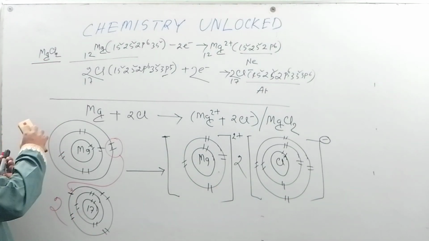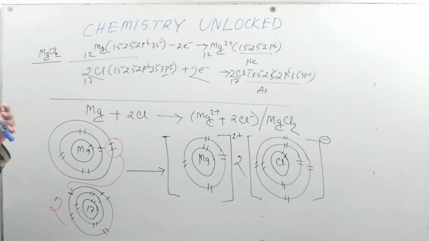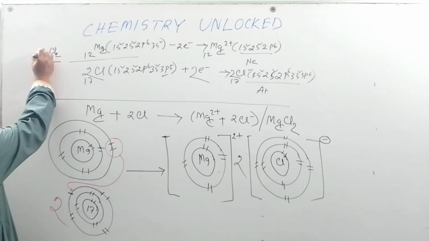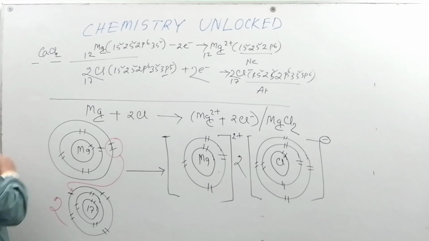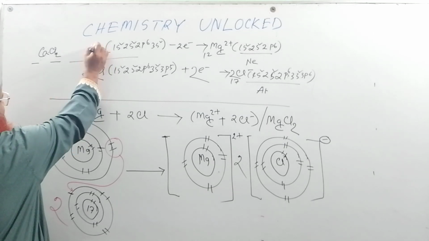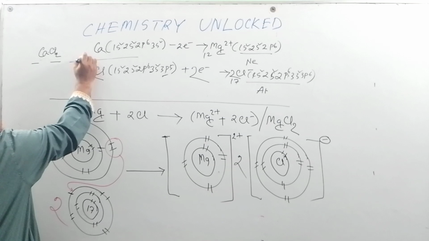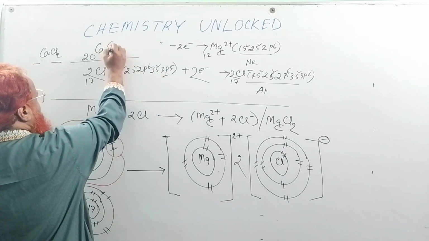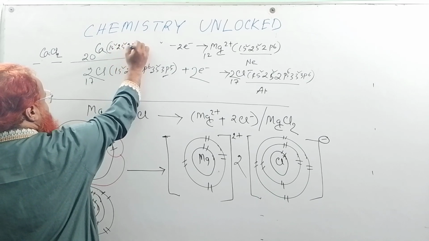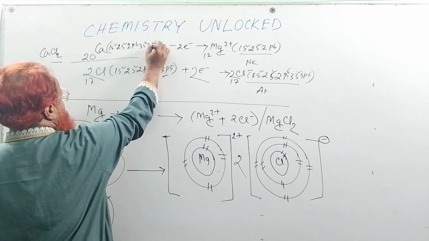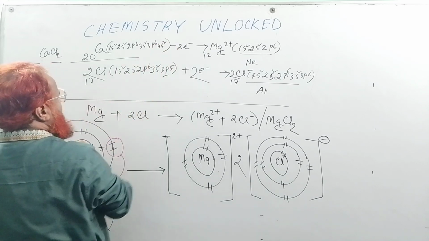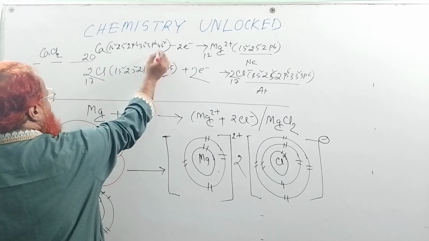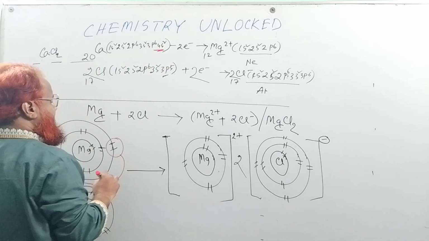Similarly, we can draw the diagram for similar elements of group 2, like calcium. Calcium's atomic number is 20. So here the electronic configuration will be like this: 1s2, 2s2, 2p6, 3s2, 3p6, and 4s2. Look at here, my dear student. Here the orbit number of calcium is 4. So these 2 electrons from the valence shell will be donated.